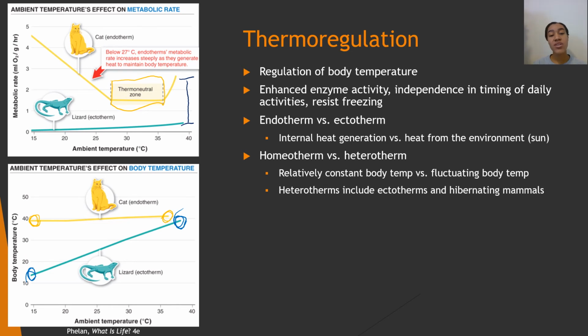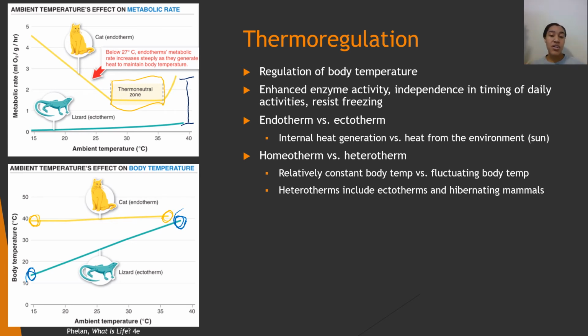In addition to endotherm and ectotherm, there are two other important terms to know: homeotherms versus heterotherms. Homeotherms maintain a relatively constant temperature all year round, all the time. Heterotherms have a fluctuating body temperature. Homeotherms are normally what you would think of, like us, right? No matter if it's winter, summer, spring, morning or night, our body temperature is the same all the time.